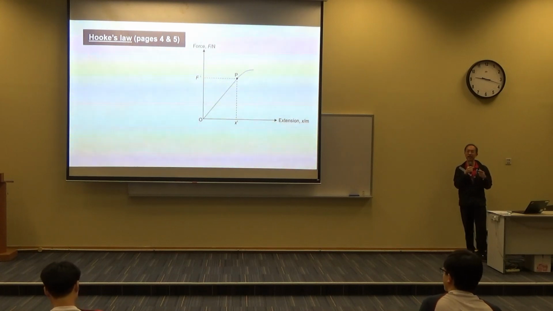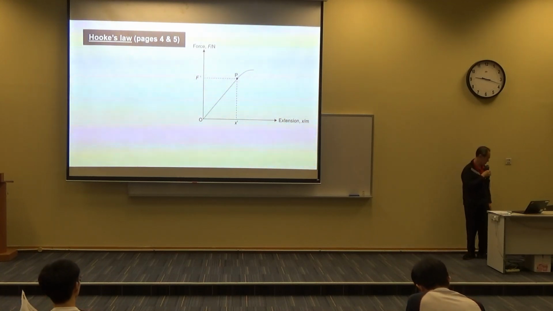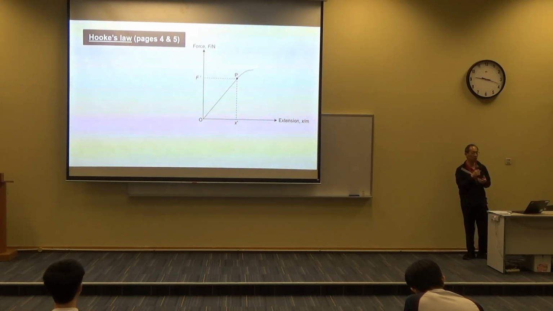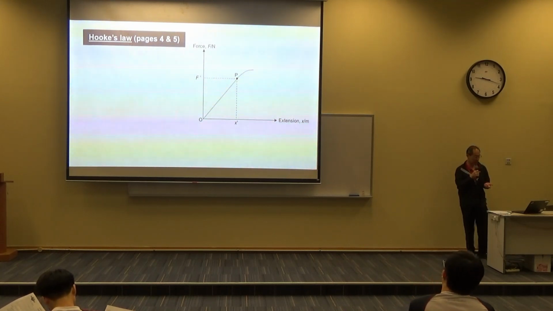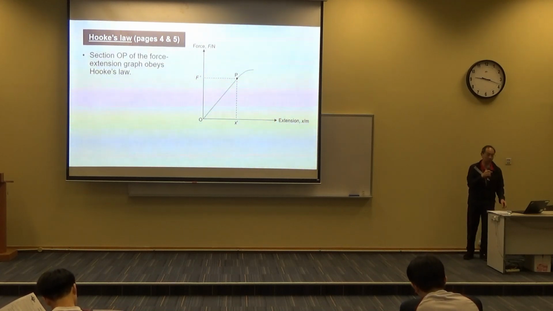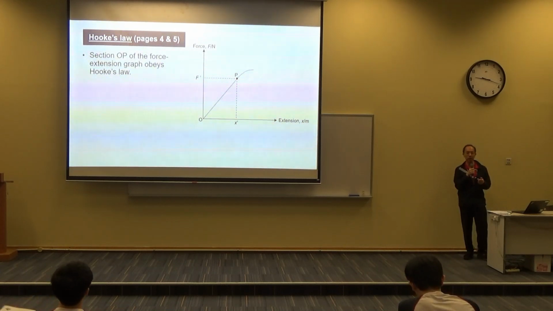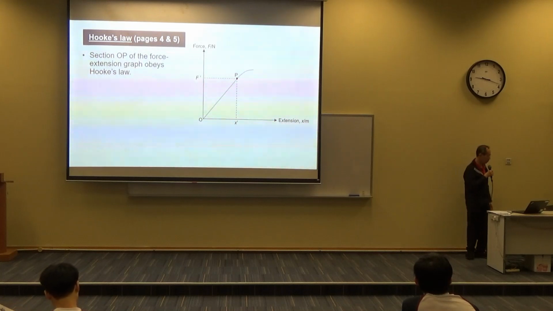Now this is the graph. This is a graph that you will plot when you have a spring system. Hooke's law will apply for a certain length. So section OP, where you get the straight line that passes through the origin, is Hooke's law.